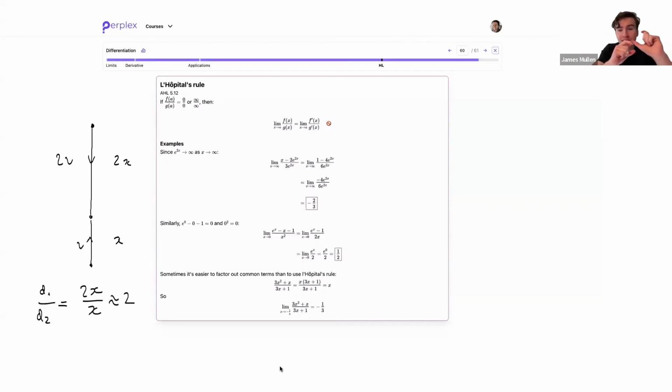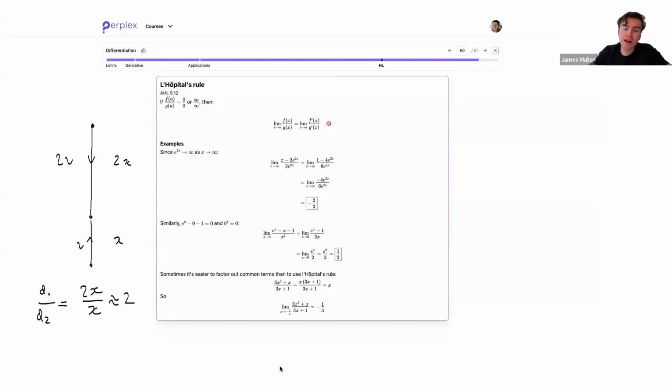So what I can do, instead of looking at how far they are from 0, is just look at what happens in the limit to their speeds, the rates of change as we approach 0. Because the rate of change, the velocity or speed, is related to distance. So if a function is going twice as fast as another function as x goes to 0, it must be twice as far away from 0 at every point, and therefore the limit would simplify to 2.